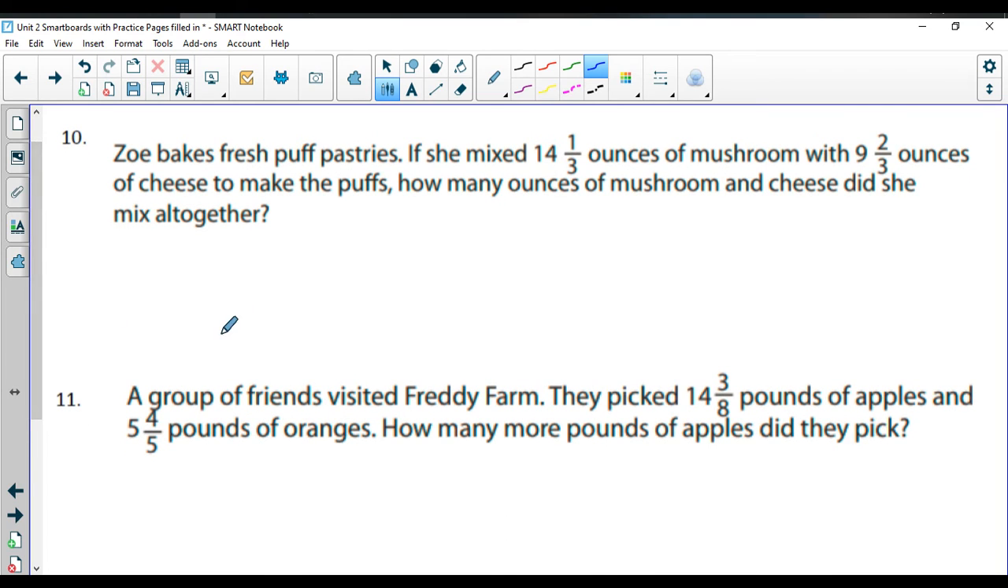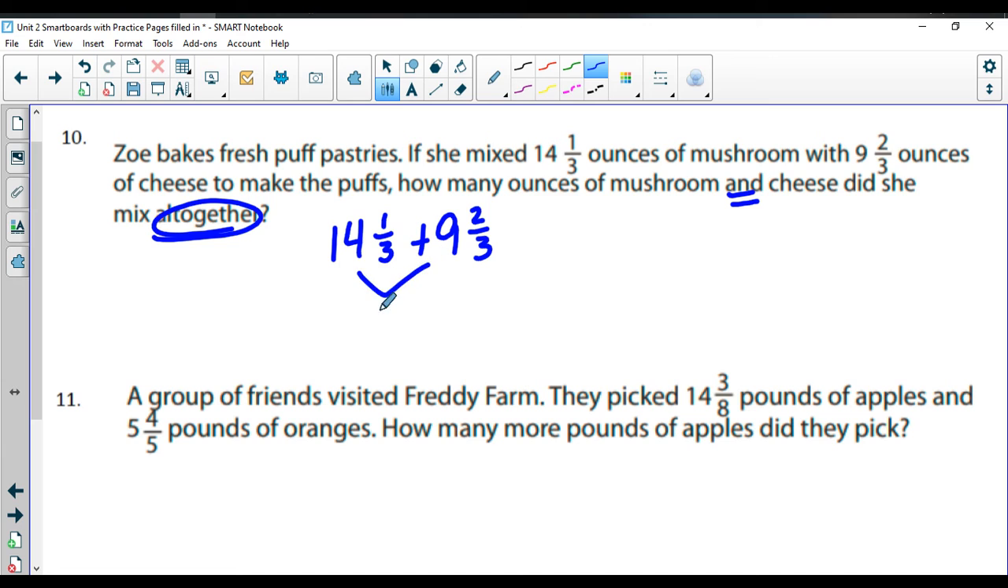Question number 10 is a word problem. Zoe bakes fresh puff pastries. If she mixed 14 1/3 ounces of mushroom with 9 2/3 ounces of cheese to make the puffs, how many ounces of mushroom and cheese did she mix all together? So all together signals to me that we are doing addition. So I have 14 1/3 plus 9 2/3.